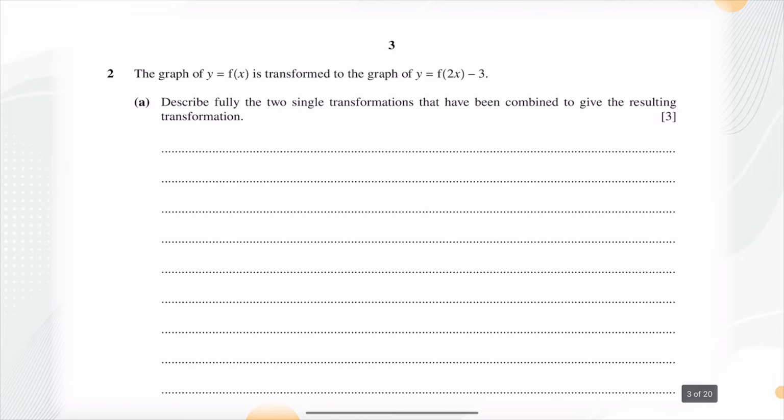Question 2 says the graph of y equals f of x is transformed to the graph of y equals f of 2x minus 3. Describe fully the single transformations that have been combined to give the resulting transformation.